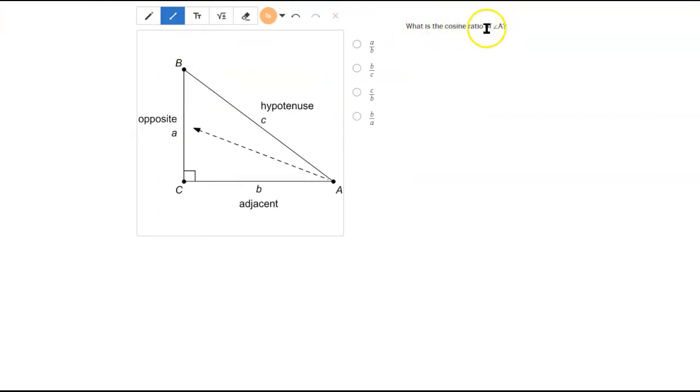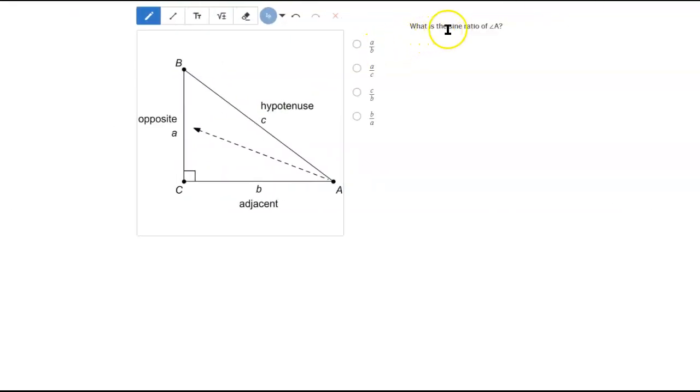What is the cosine ratio of angle A? So when we're looking for cosine ratio, we want to look for the adjacent. Now we're referencing A. We want the adjacent, so that's going to be this line right here. And we want the hypotenuse. So that's going to be this right here. So that's going to be B divided by C.